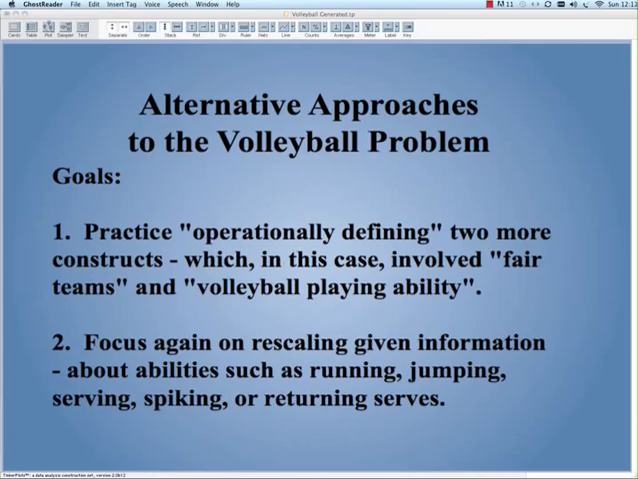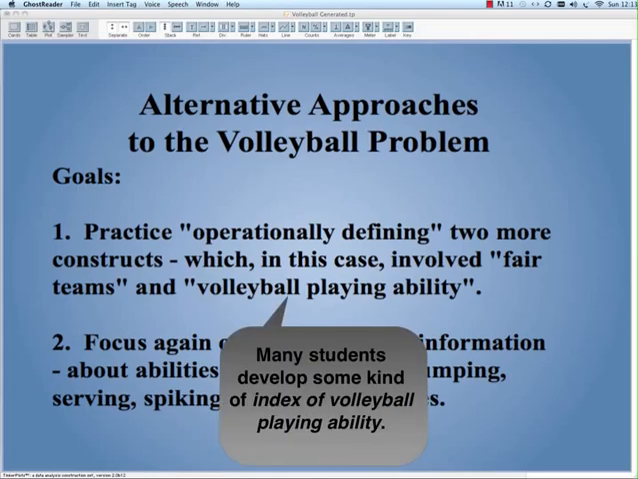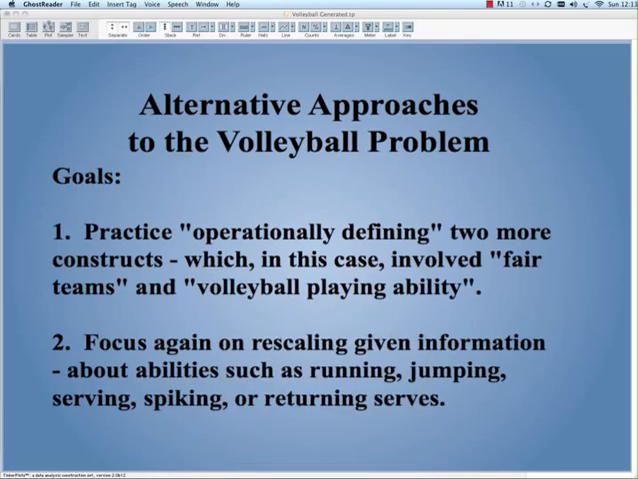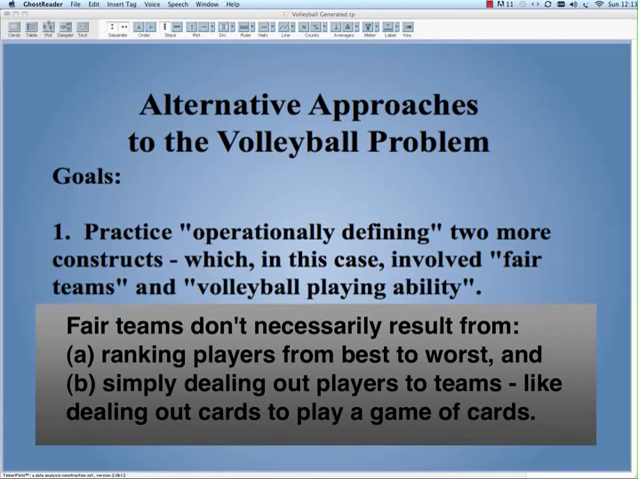Notice that, in the volleyball problem, most students who work on this problem begin by developing some sort of index of volleyball playing ability. However, as students work on the volleyball problem, they usually notice that fair teams do not necessarily result from the two-step process of 1. Ranking players from best to worst based on information from tryouts and 2. Dealing out players to teams, like dealing out playing cards when playing card games such as Hearts or Rummy.